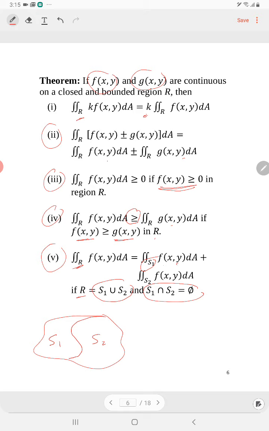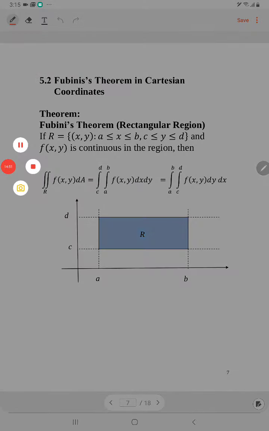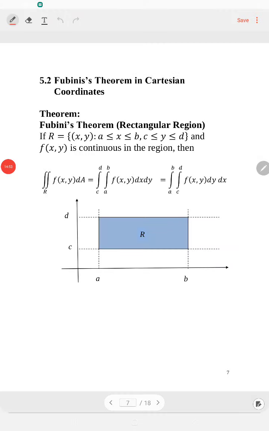This is quite important, and we use this a lot, properties 1, 2, and number 5, quite a lot. Now let's go to Fubini's theorem. Here we have a theorem called Fubini's theorem in Cartesian coordinates. So let's look at the first one.